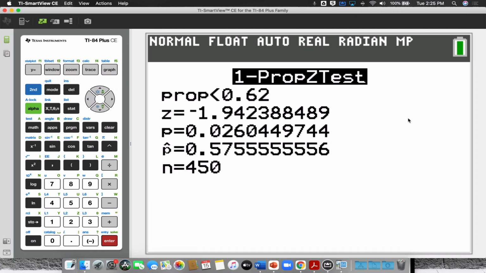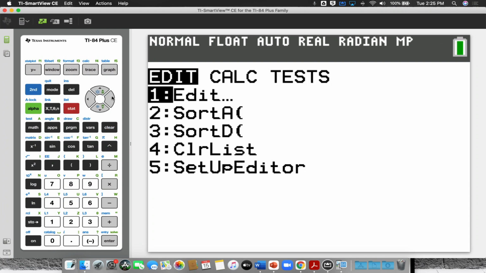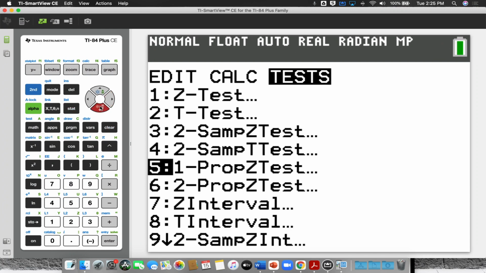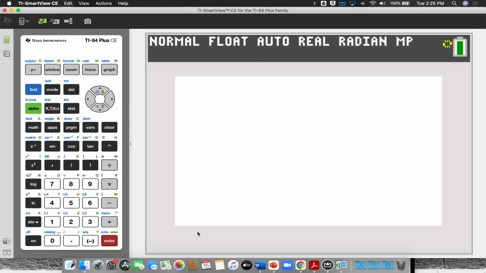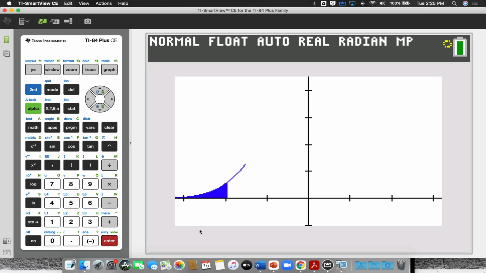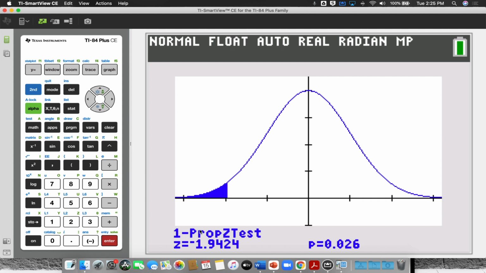And then it says P hat and N, right? Okay. Let me show you what the other option is. If you hit draw instead of calculate, everything's the same. Sometimes it's just a matter of preference. It should look like the picture we already have drawn, and it gives us the same numbers. The z at the bottom, z equals negative 1.94, and then p equals 0.026. It's really preference, which one you prefer.